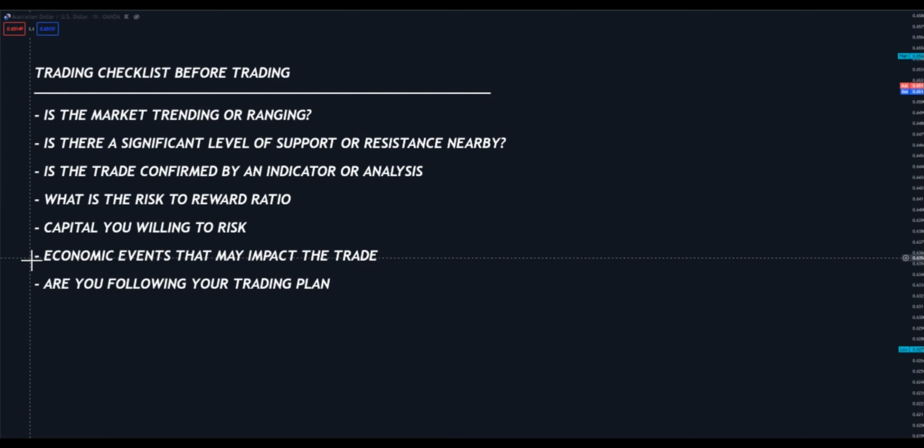Okay, and then economic events that may impact the trade. Are we gonna have any news release coming on that hour during your trading period that might impact your trade? Something that you might need to check as well. Okay, and then lastly on number seven, are you following your trading plan before you execute your trade? Is your trade based on your trading plan rather than what you think will happen? Okay, those are the seven things that you may need to check before you trade.